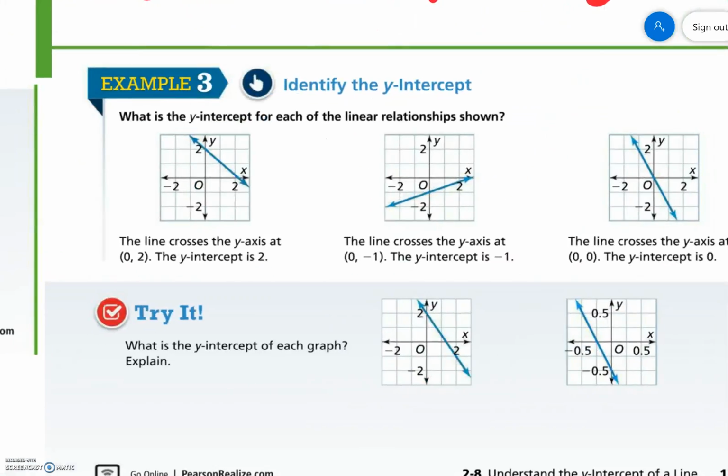Example number 3, identify the y-intercept. What is the y-intercept for each linear relationship shown? Well, remember, the y-intercept is where you intercept the y-axis. No tricks there. So the first one intercepts at 2. The y-intercept is 2. That's the point 0, 2. The second one, the y-intercept is below the x-axis. It's 0, negative 1. The y-intercept is negative 1. Last but not least, it's a proportional relationship. It goes through 0, 0. It goes through the origin.